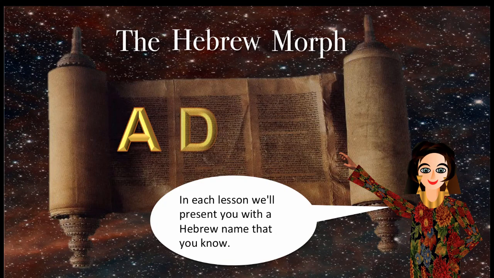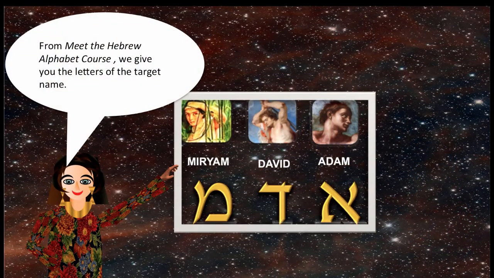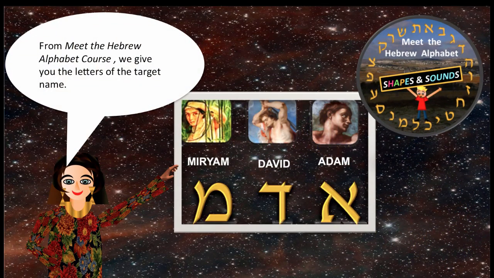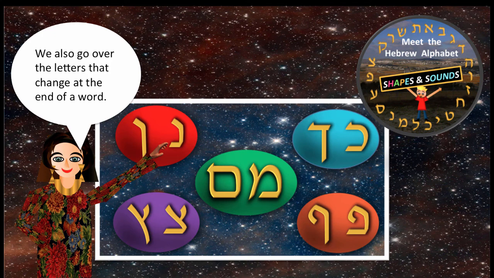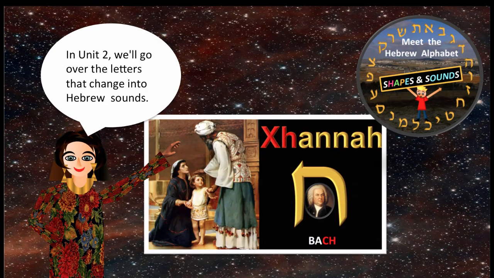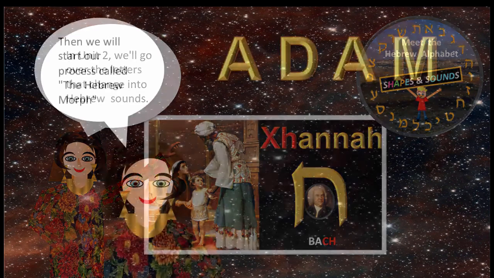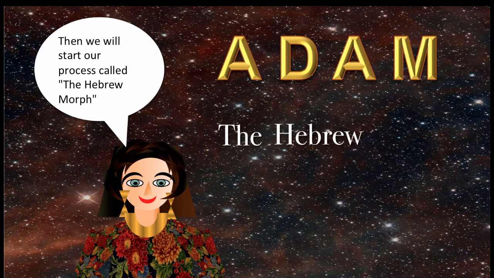In each lesson, we'll present you with a Hebrew name that you know. From the Meet the Hebrew Alphabet course, we give you the letters of the target name. We also go over the letters that change at the end of a word. In Unit 2, we'll go over the letters that change into Hebrew sounds. Then, we'll start our process called the Hebrew Morph.